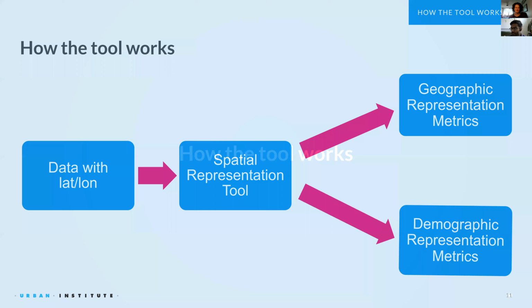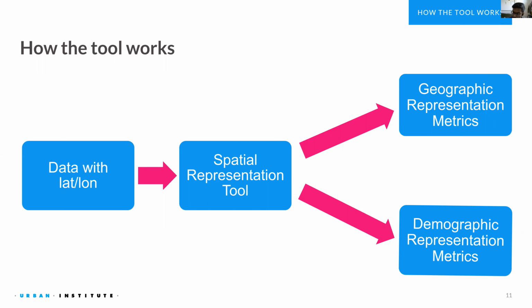So first, at a very high level, the tool can take in any kind of CSV dataset with point identifiers. What that means is it's usually a CSV dataset with, say, a latitude and a longitude column. It then gets fed into our spatial representation tool, which does some analysis and then spits out two things. It spits out geographic representation metrics, which tell us which neighborhoods in a city are over and underrepresented in the data. And secondly, it also spits out demographic representation metrics, which tell us which demographic groups generally are over and underrepresented in the data.